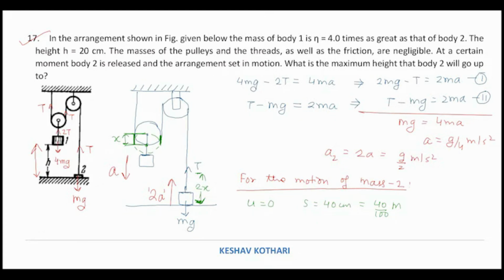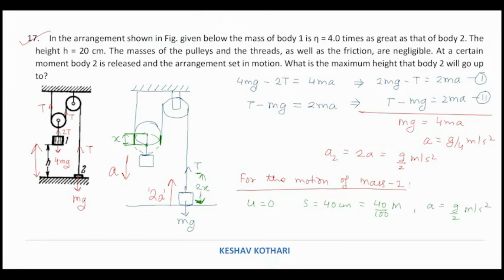Because as it goes to a height of 40 centimeter, it will attain a certain velocity. And the first mass will hit the ground, while the mass 2 will continue to be in the state of motion and the string will slack. So what we are intending to do over here is we are calculating the final velocity which it will attain while traveling this distance with an acceleration of g by 2, that is 5 meter per second square.